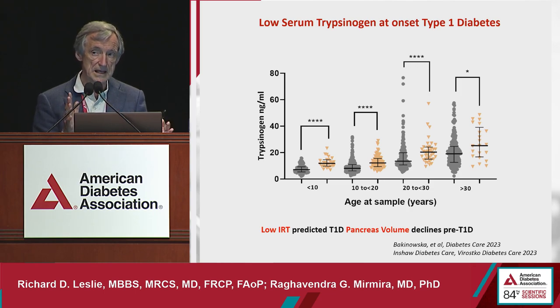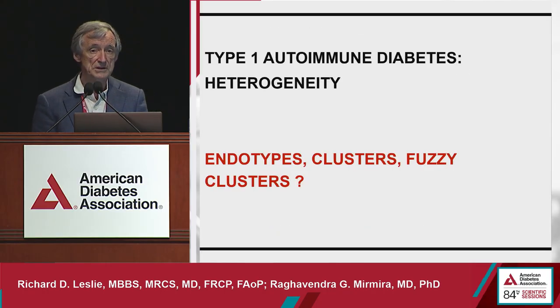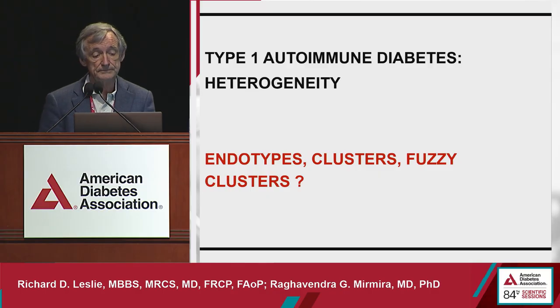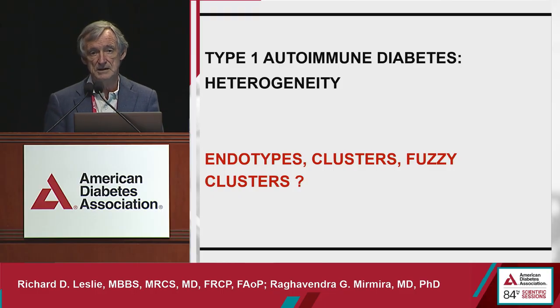And that is really how this idea of endotypes was introduced in the context of asthma, where there are two different endotypes for asthma which are specifically associated with appropriate therapy. So I'm going to leave you with this before we move on to the next speaker: we know there's heterogeneity, but is it endotypes? Is it clusters? Are they fuzzy clusters? And our next speaker is Raghu Mirmira from University of Chicago.